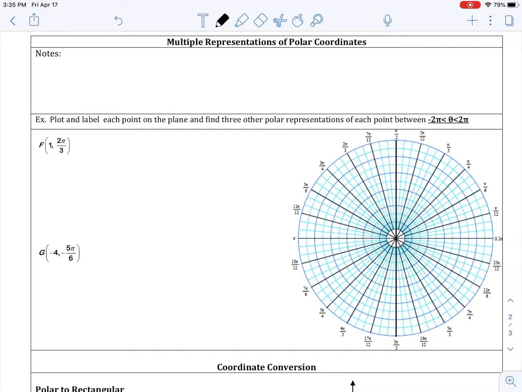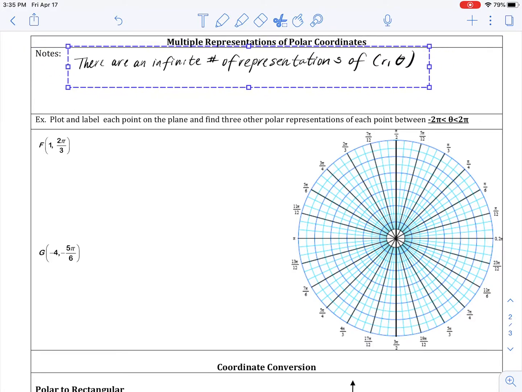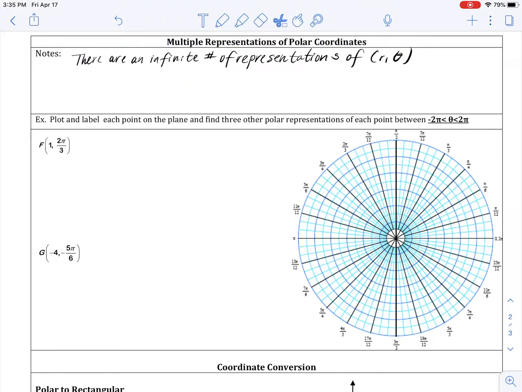As we saw in the previous part of the lesson, there's more than one way to represent a polar coordinate. In fact, there's an infinite number of polar representations of r theta. There are an infinite number of representations of any polar coordinate, and this makes sense because we are working with angles. And as we saw, there are an infinite number of coterminal angles.